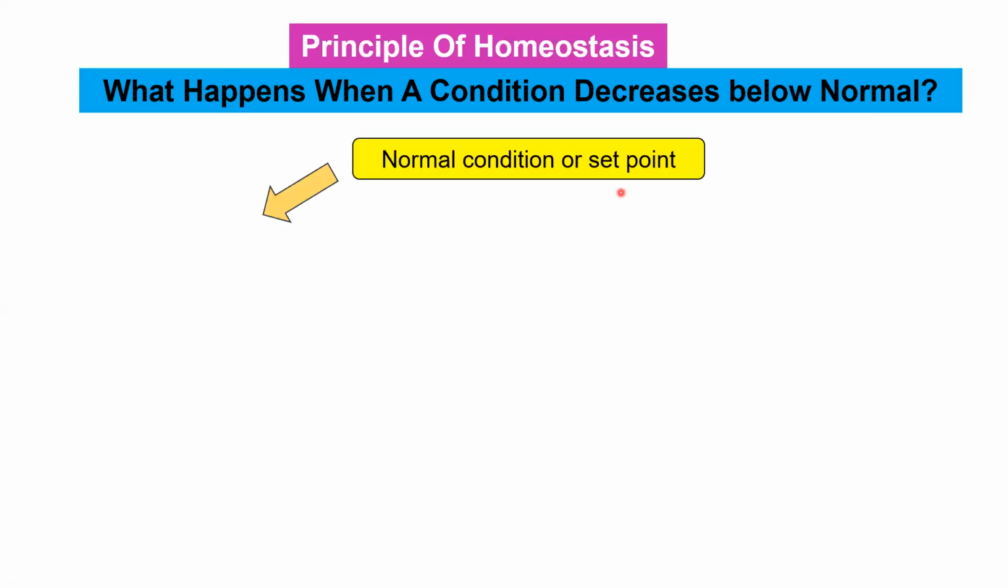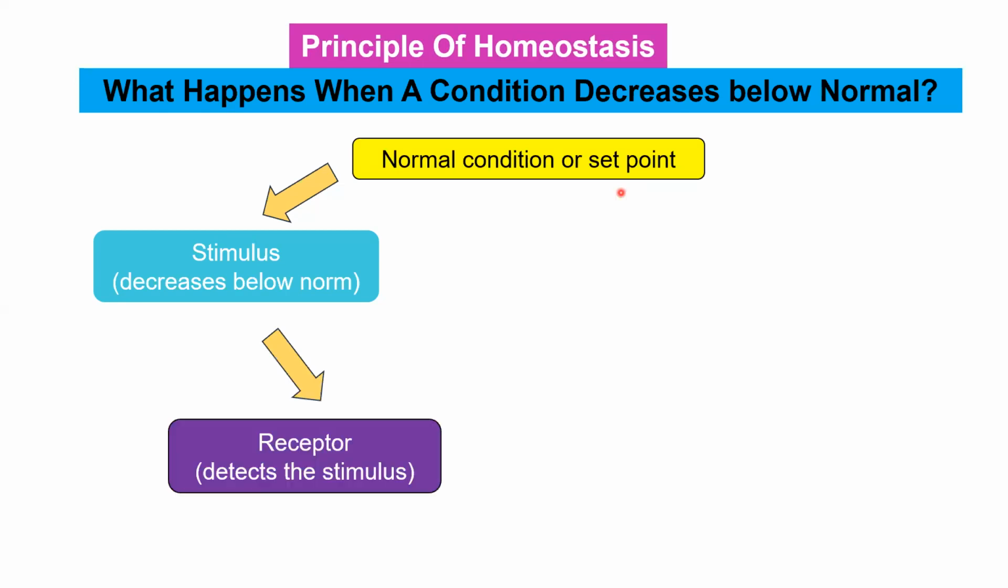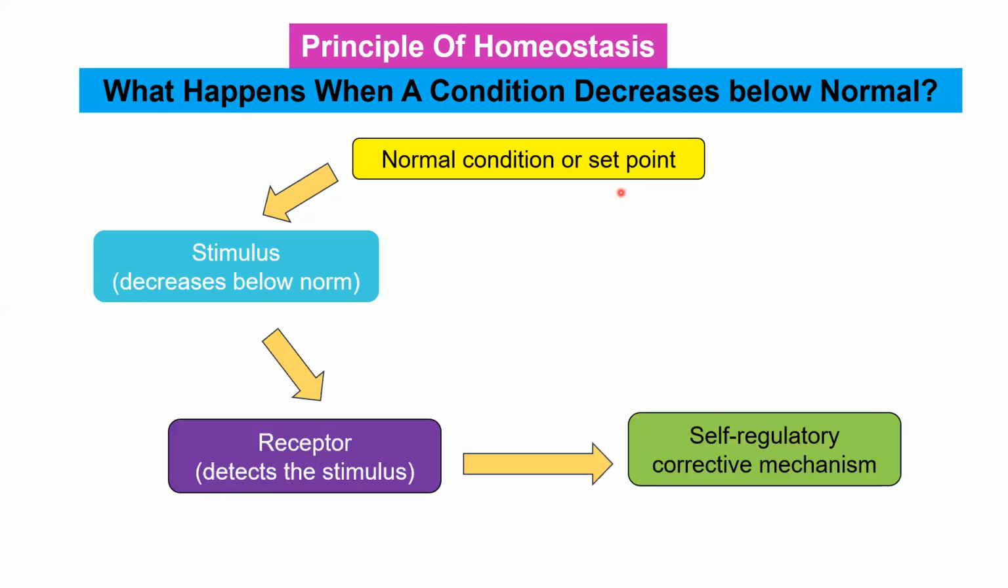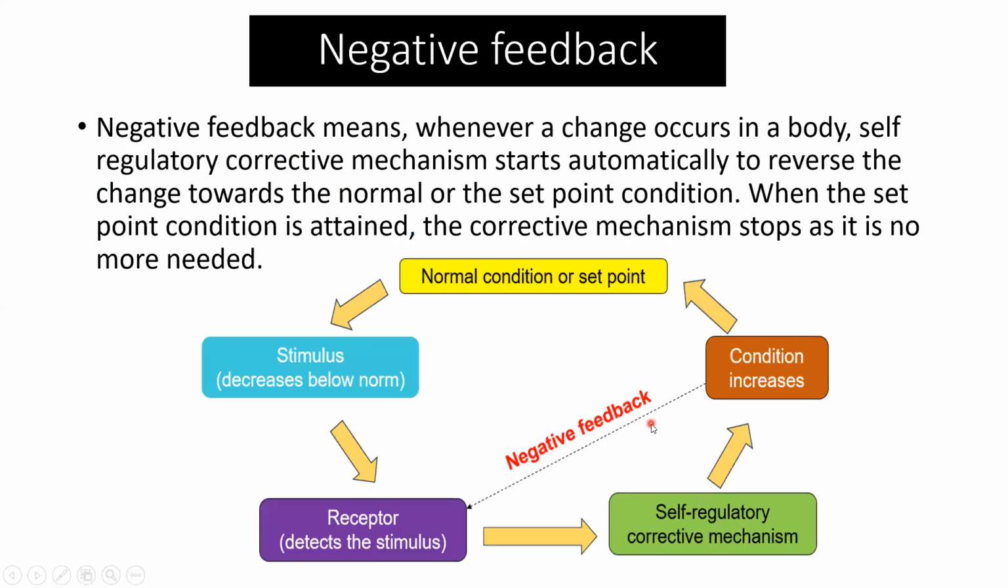Okay, and what will happen if the condition decreases below the normal condition? Ultimately, the receptor will detect that stimulus, and the corrective mechanism will occur, causing the condition to increase towards the set point, and negative feedback will be sent to the receptor to stop producing the corrective mechanism.